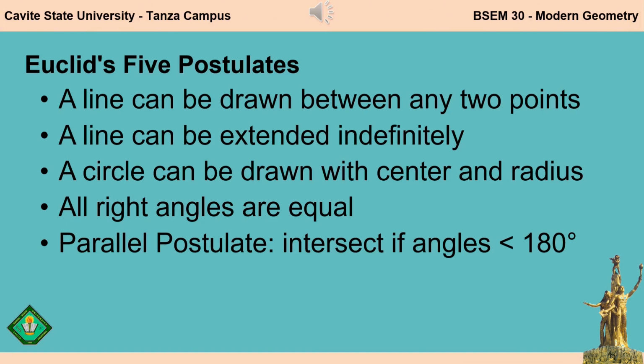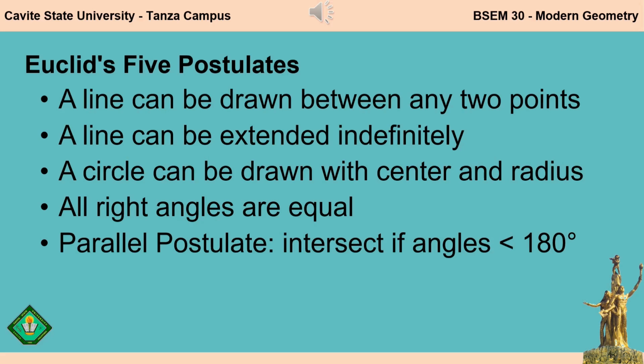Okay, now let's look at Euclid's 5 postulates. These are just 5 basic rules that all of Euclidean geometry follows. Here are just a few. The first postulate is that a line can be drawn between any 2 points. Here we could always draw a straight line between 2 points, just like the figure that I showed you in the previous slide. The second postulate is that a line can be extended indefinitely.